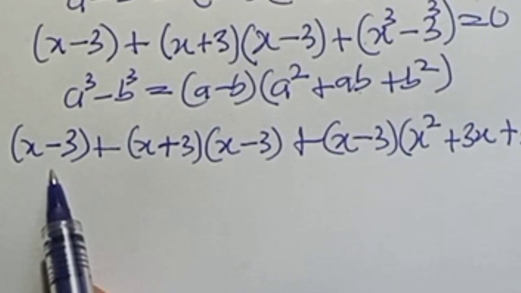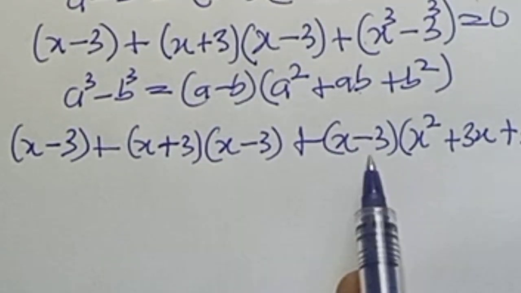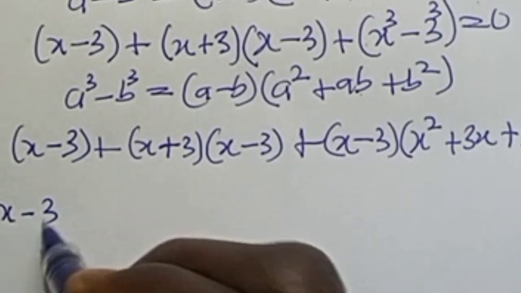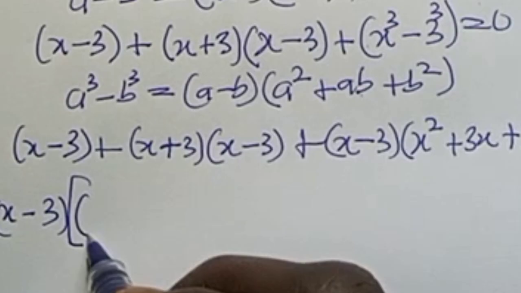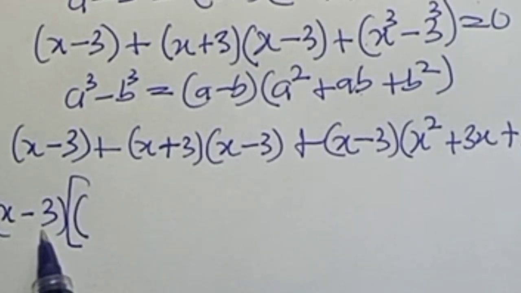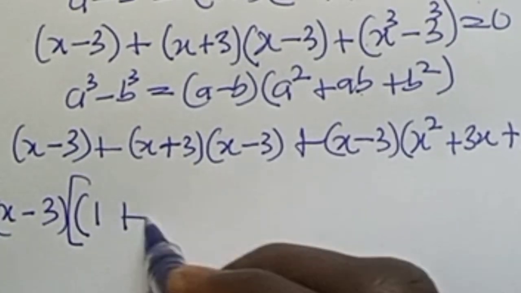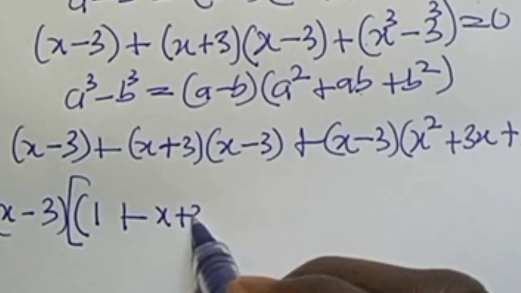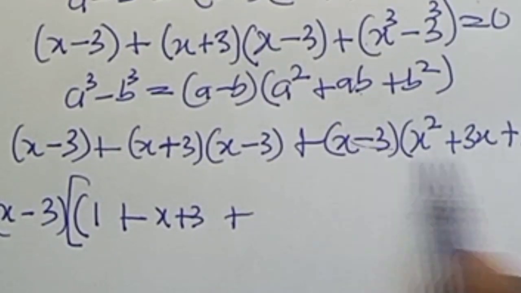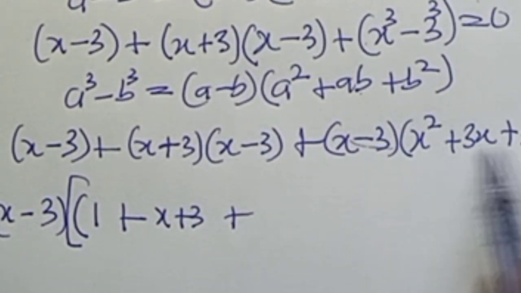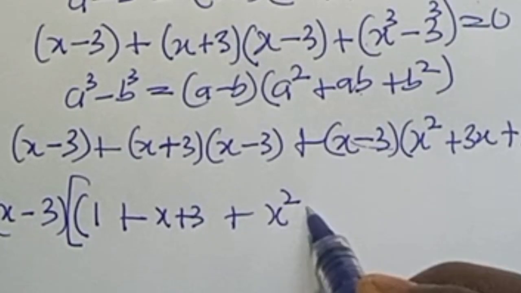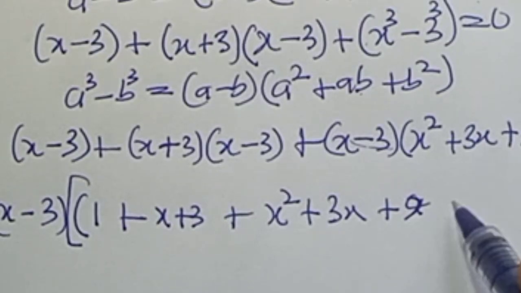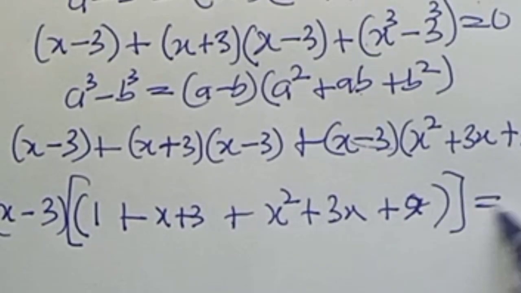So from here, we are seeing x minus 3, x minus 3, x minus 3 common to the three terms. So we are going to factor it out as (x - 3) into [(x - 3) divided by (x - 3) to be 1, plus this whole term divided by (x - 3) to be left with x plus 3, plus this whole term divided by (x - 3) to be left with this part, which is x^2 + 3x + 9]. 3 to the power of 2 is 9, all equal to 0.